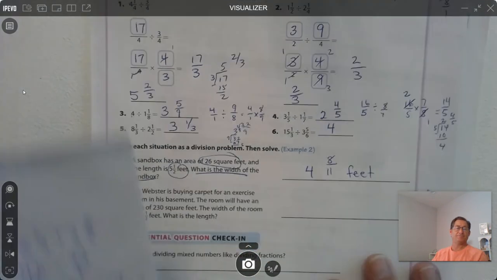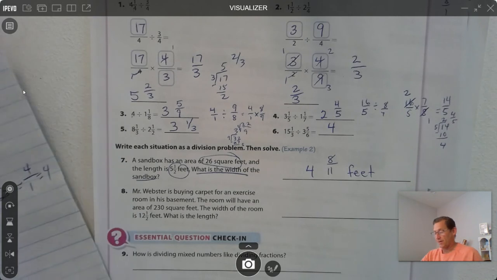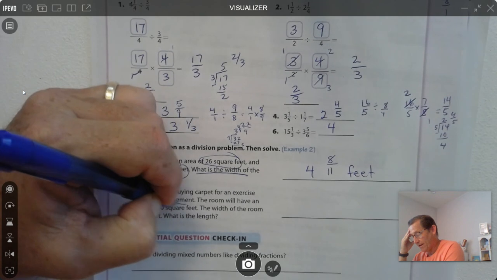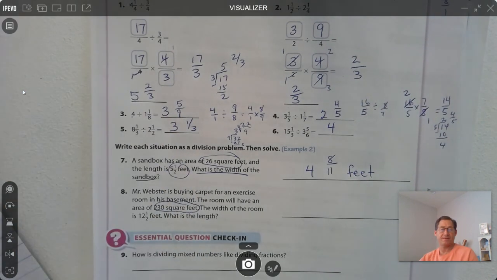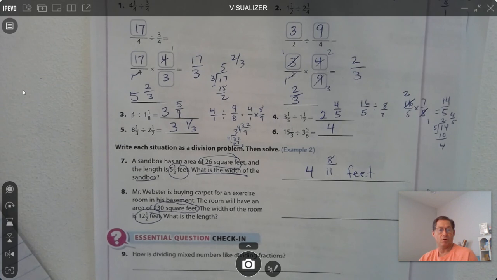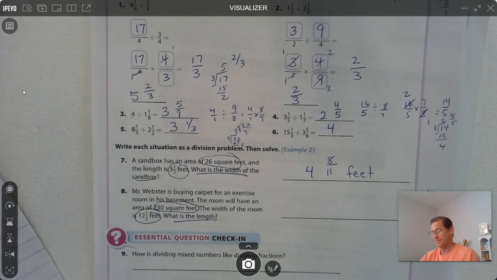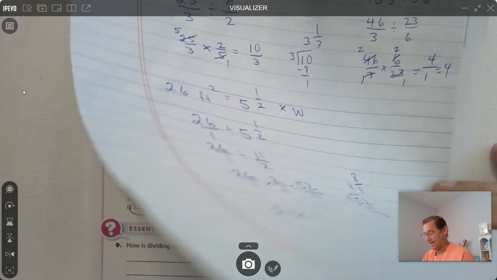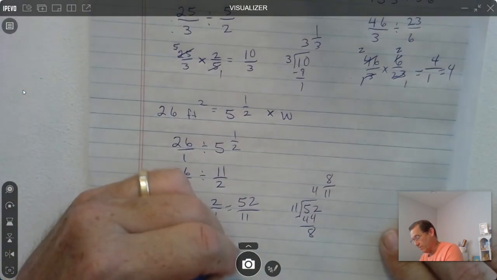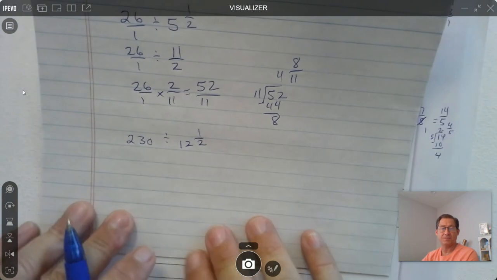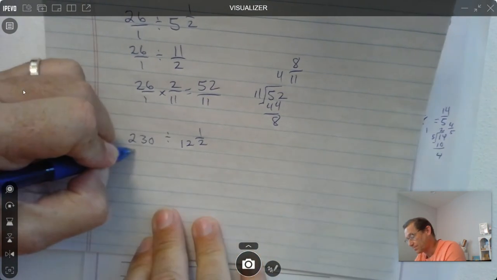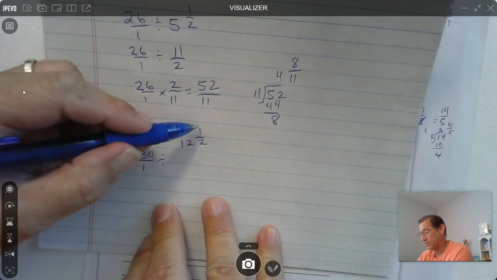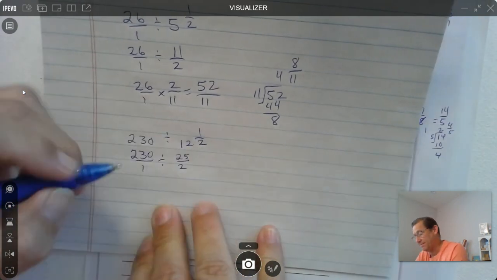Okay, number 8. Mr. Webster is buying carpet for an exercise room in his basement. The room will have an area of 230 square feet. The width of the room is 12.5. What's the length? So I'm going to take 230 and divide by 12.5. And that'll tell us the missing dimension. 12 times 2 is 24, plus 1 more is 25 halves.